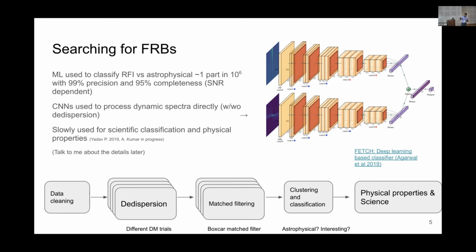We have also used CNNs to process the dynamic spectra directly. You take the dynamic spectrum, pass it through a CNN like this. In this case, you have a dynamic spectrum here, you have a dispersed spectrum here, and then you pass it through a CNN and you try to identify if something is interesting or not. But this is assuming a particular shape of FRBs. I'll come to that a bit more later. We are now slowly getting into using these sort of CNNs for classification and understanding the physical properties of FRBs.